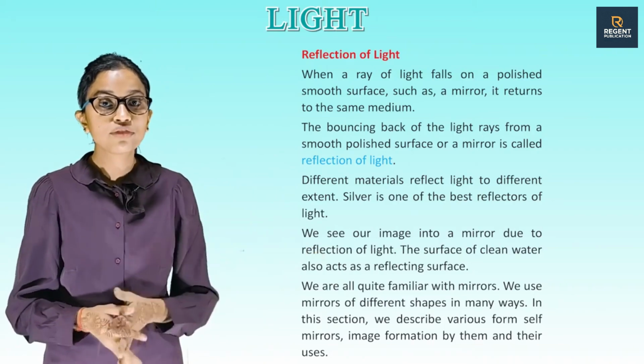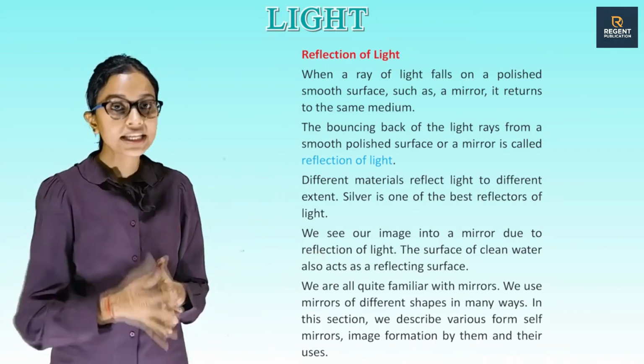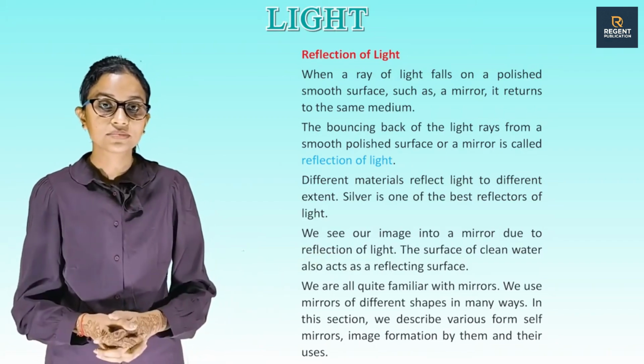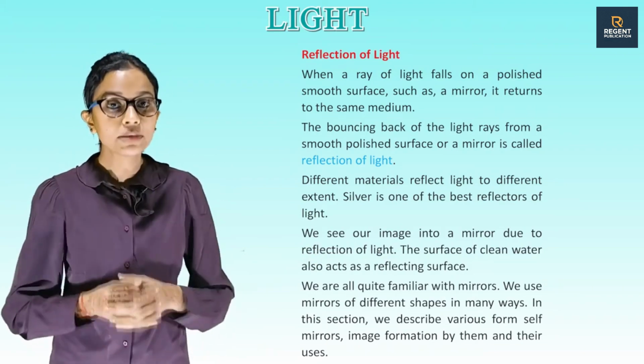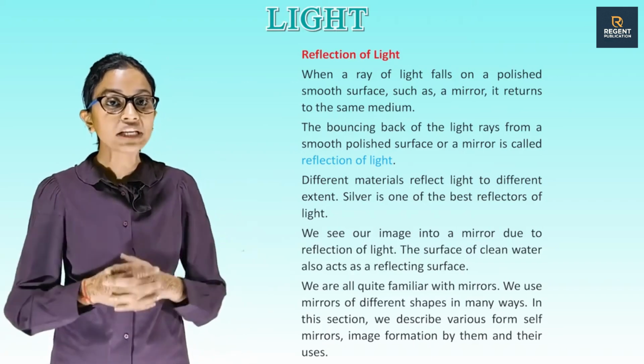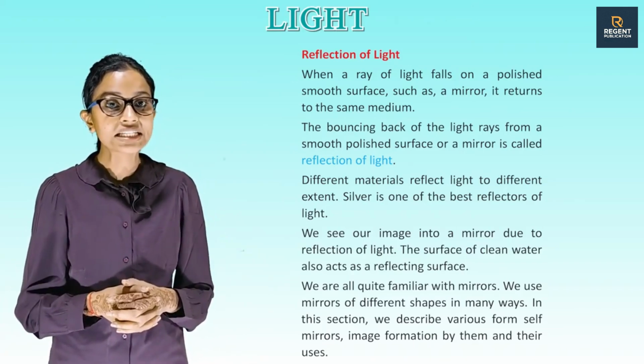Different materials reflect light to different extents. Silver is one of the best reflectors of light. We can see our image in a mirror due to reflection of light. The surface of clean water also acts as a reflecting surface.